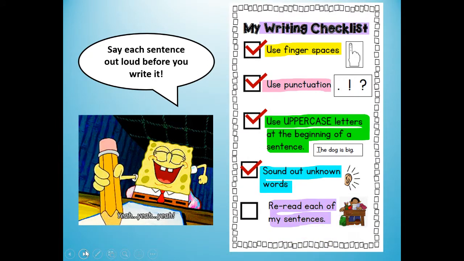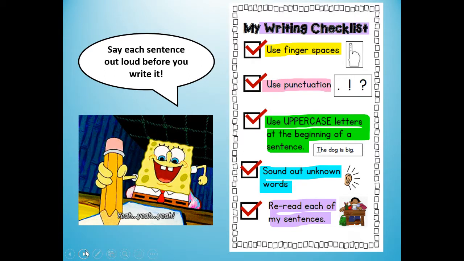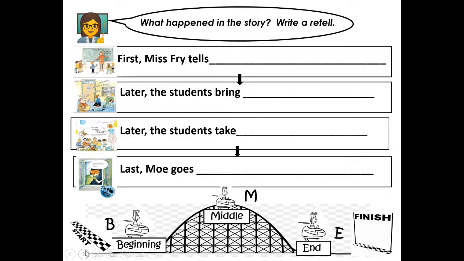And my favorite, reread each of my sentences so that you know that they make sense. So keep this in mind as you're writing your sentences on the next slide. So what happened in the story? Write a retell. What I'm going to do is use the colors green, yellow, and red. For each color, I want you to write that sentence frame and then finish the sentence with your own words. That's why it's good to say the sentence out loud.